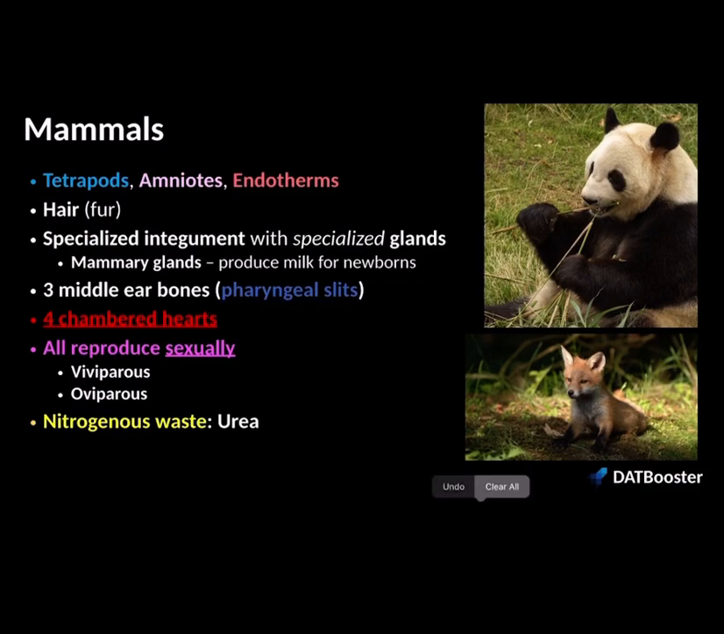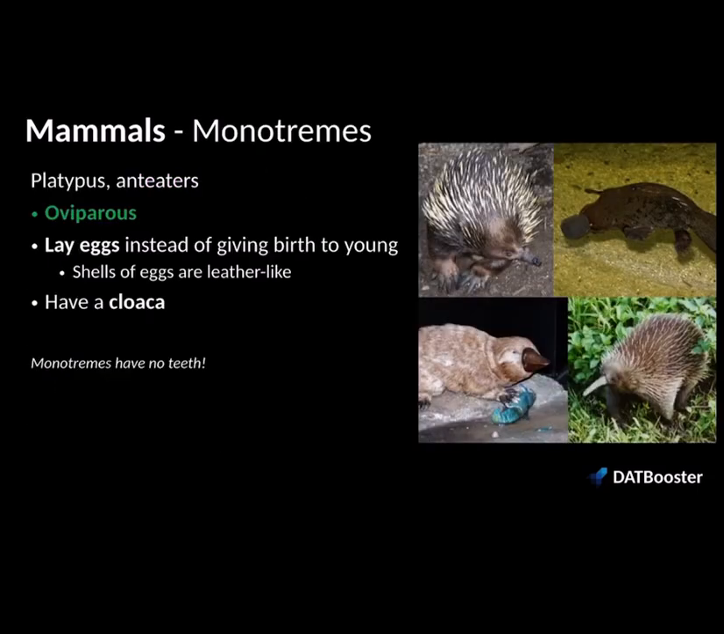Just like birds, they all have a 4-chambered heart, and all mammals reproduce sexually. They can be viviparous, giving birth to live young, or they can be oviparous. Now their nitrogenous waste byproduct is going to be in the form of urea. So there's 3 groups of mammals that you need to know, and the first group are the monotremes.